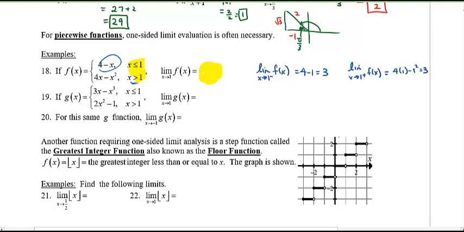Good. We now know that the limit from the left is equal to the limit from the right. So therefore the limit as x approaches 1 must be 3. Beautiful.